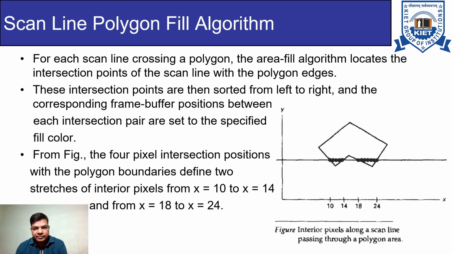Certainly, if I activate all those pixels lying inside this polygon, then I can say that I have filled it. We know the intersection points are at x equals 10, x equals 14, x equals 18, and x equals 24. The first interval is from x equals 10 to x equals 14, so we activate all pixels from x equals 10 to 14, and similarly all pixels between x equals 18 and x equals 24. The pixels between x equals 14 and x equals 18 we do not activate, because these pixels lie outside the polygon boundary.